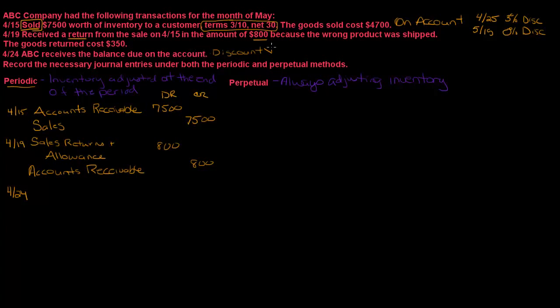That means they're not going to pay us the full amount due, but let's try to see what that looks like. Well, we know they're going to pay us cash. We like getting paid in cash. We also know that they're paying down their accounts receivable. It says that ABC receives the balance due on the account. Accounts receivable.